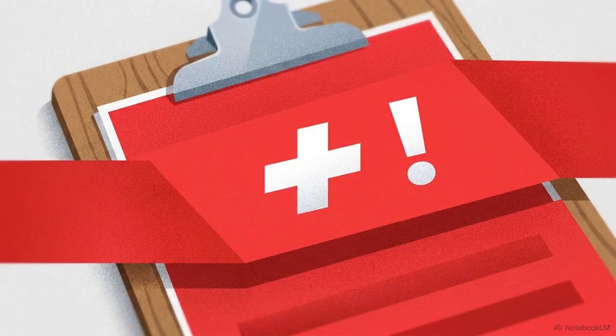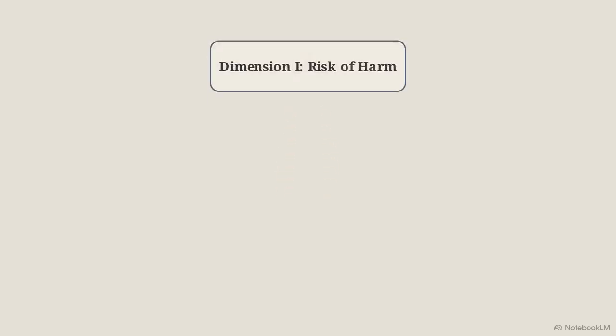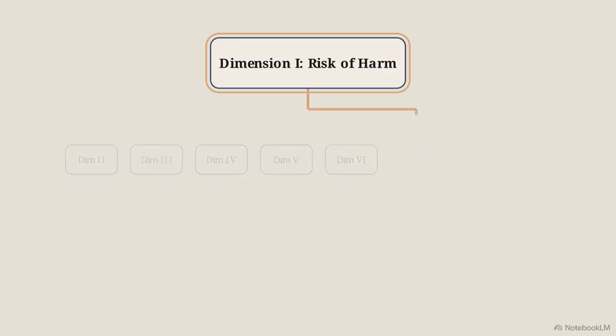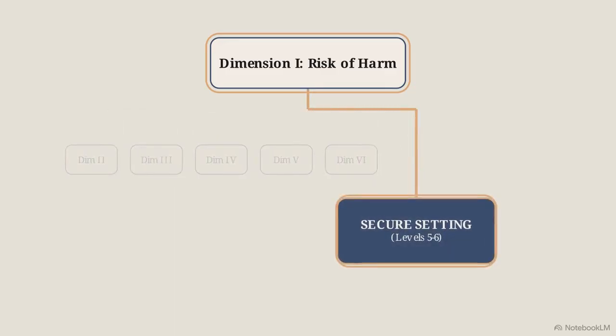This is a clinical alert. You must stay with the client and immediately follow the Amend Suicide Risk Protocol. Dimension 1 is the most heavily weighted factor in the final decision tree. A high-risk score can override other factors to ensure the client is placed in a secure setting.